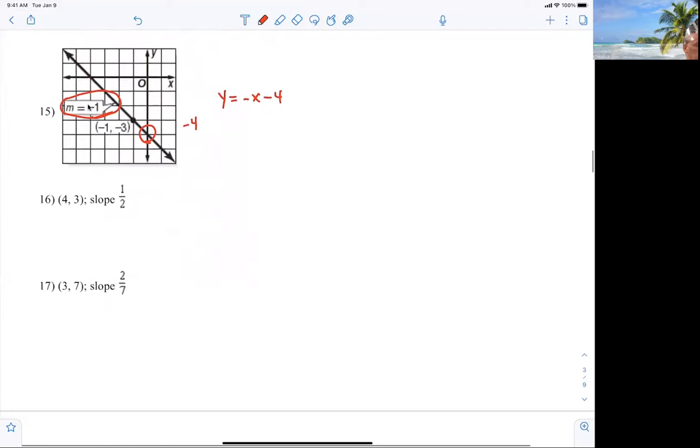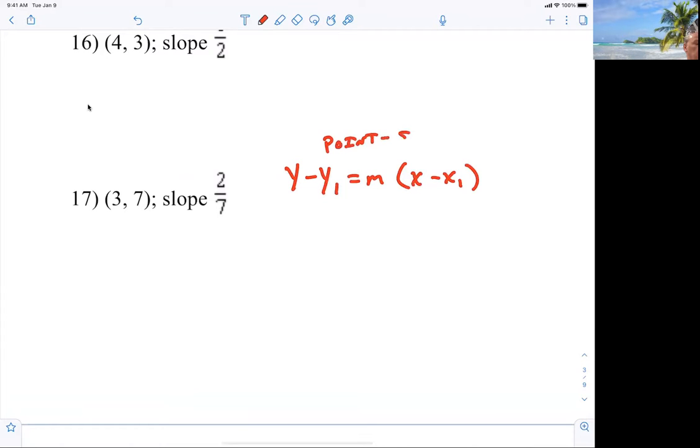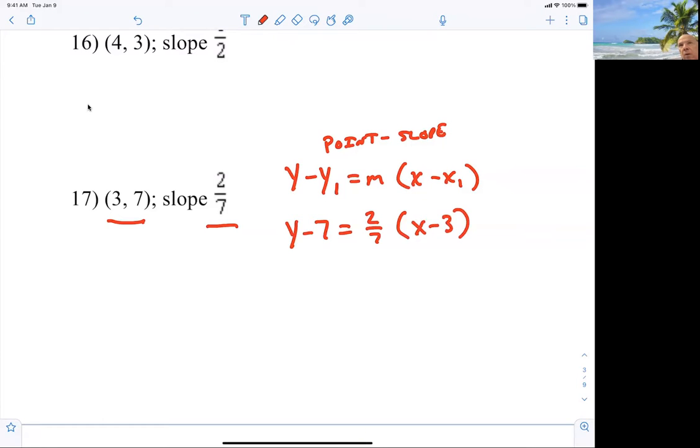All right. Now, the next most important thing here, though, guys, is listen. The other form, y minus y1 equals m times x minus x1. Everybody needs to know that as the what? Point slope form. It's always easy, in my opinion, to go from point slope to slope intercept. So the equation, because this is a point and this is a slope, is just going to be y minus 7 equals 2/7 times x minus 3. Anybody have any questions with that?